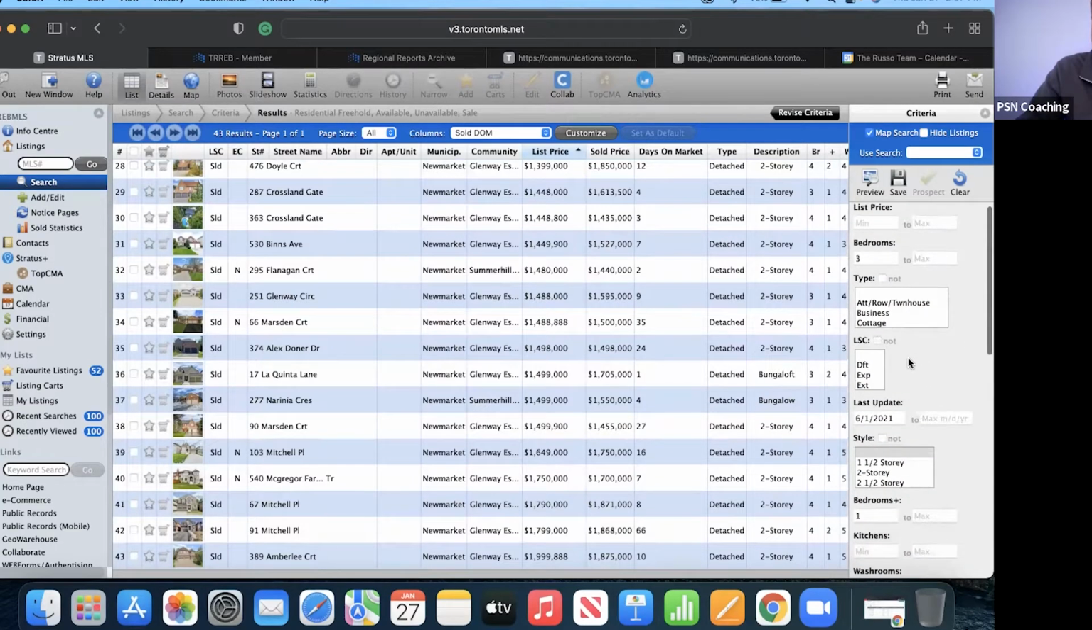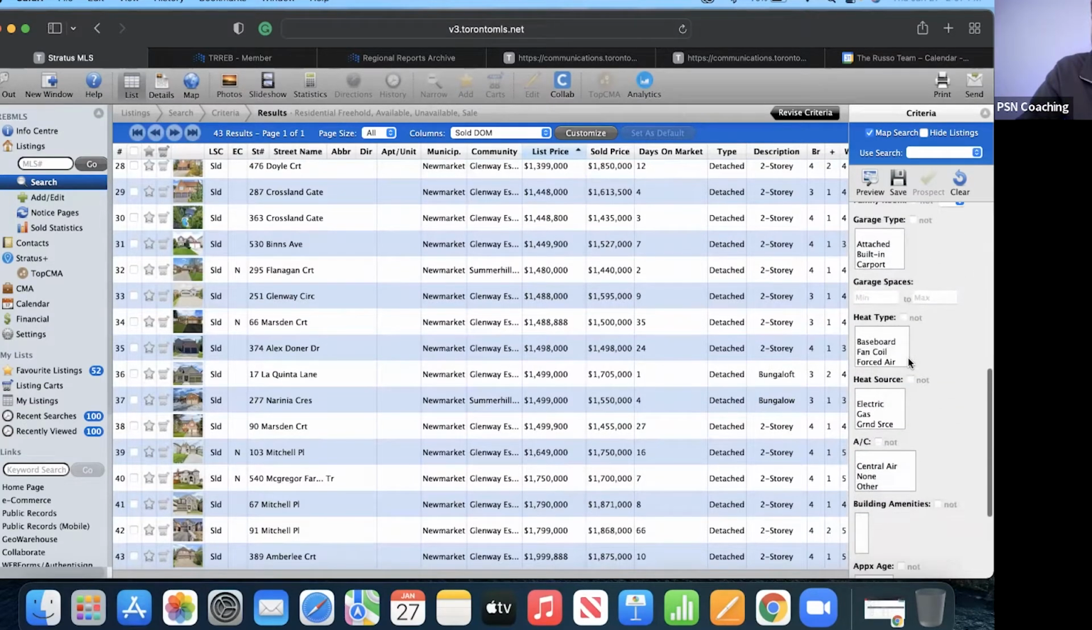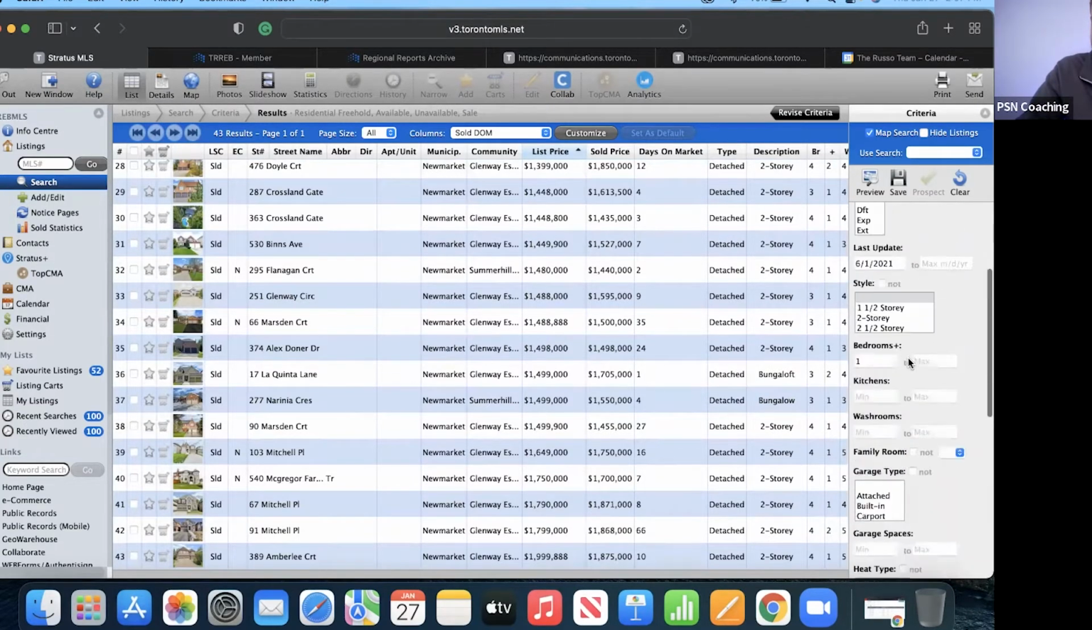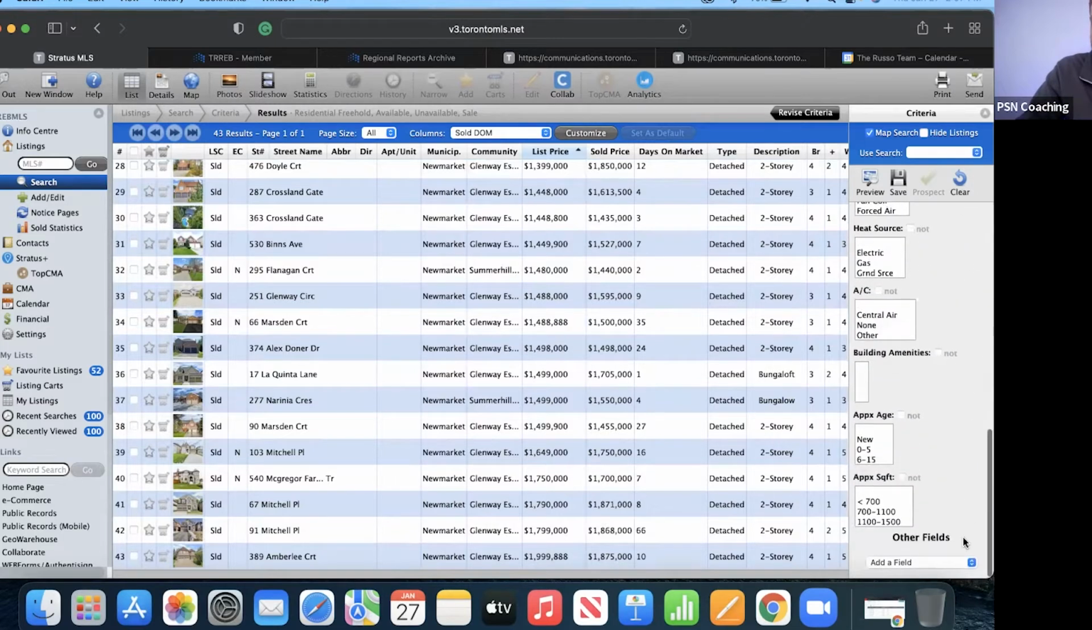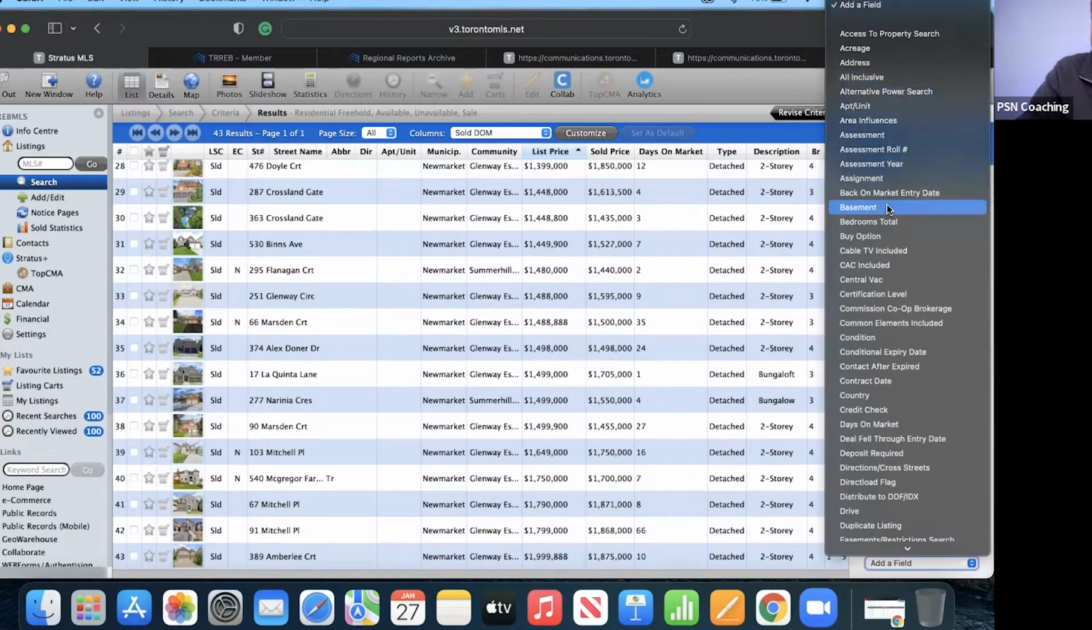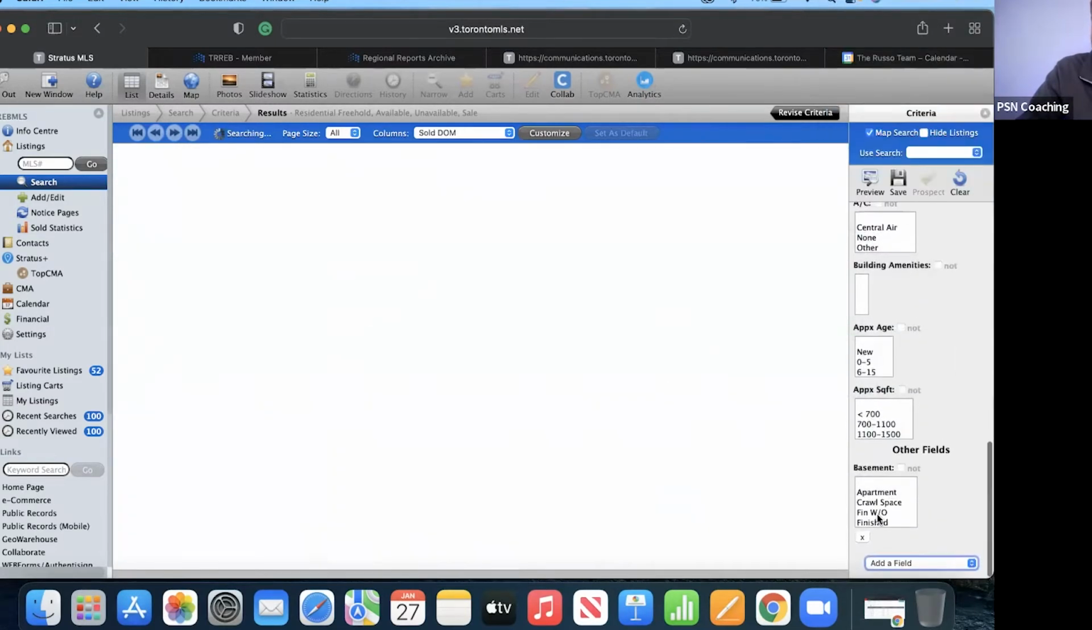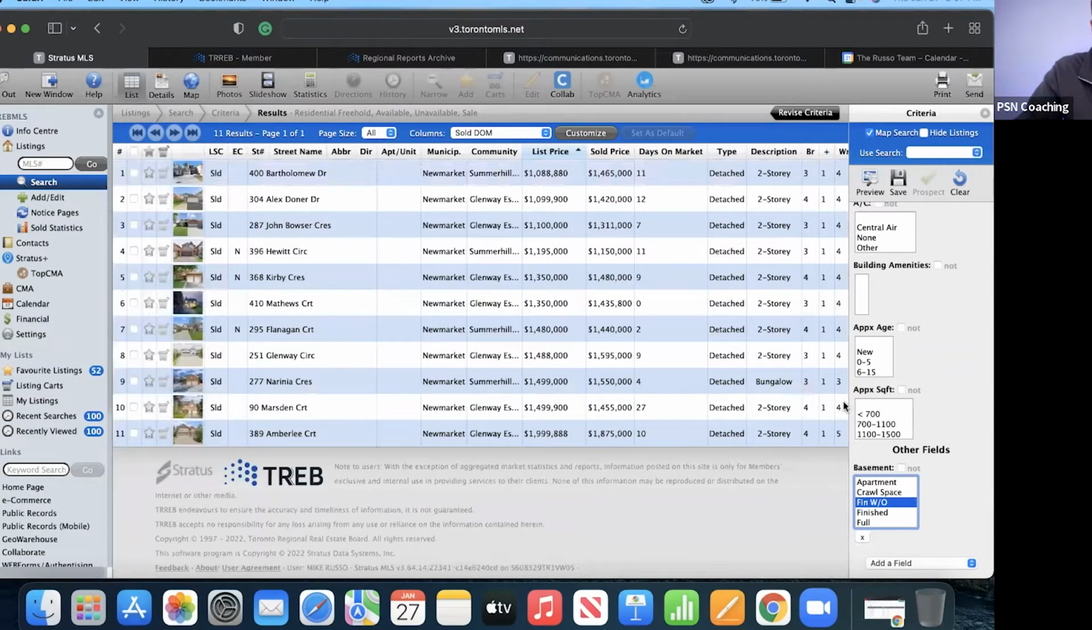So let me see where walkout basement is. I gotta add it, I think. Basement, we're gonna do finished and finished walkout. Actually, let's do finished walkout. See what we get from there. So boom, I've now narrowed it down to 11 listings, right? So I'm getting it more precise to our actual property itself.